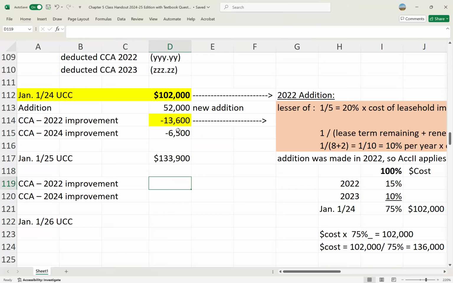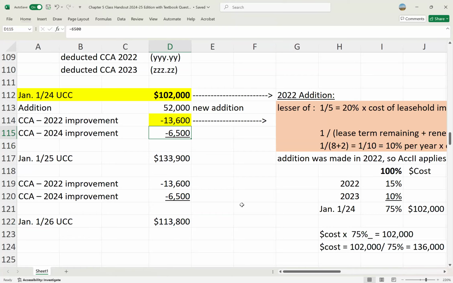And provided there's no changes, provided we don't add any more leasehold improvements, everything is straight line. So in 2025, 13,600, 6,500, another 20,100, and then the balance going into 2026 will be 113,800. So class 13, again, is one of those exceptions to the standard calculations. It uses what we call straight line, but it's based on this formula, the lesser of 1/5 or 1 over the lease term remaining plus 1 renewal period.